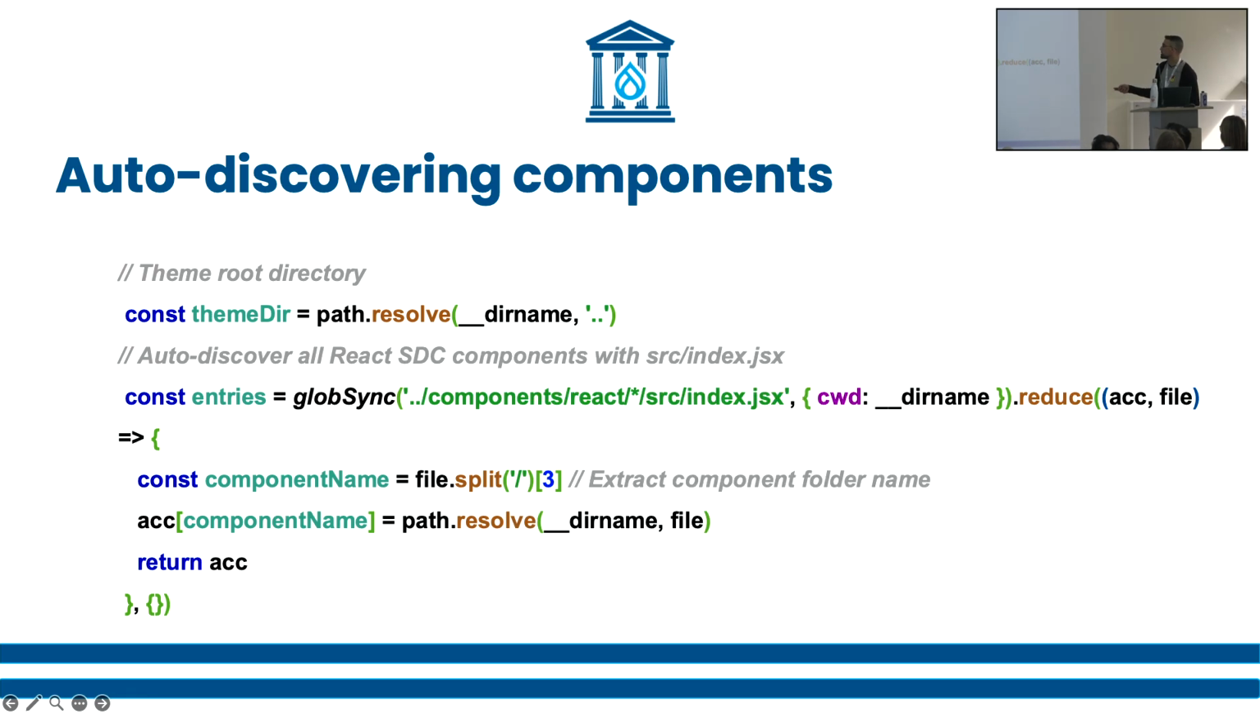Then we need to set up an auto-discover, so Vite can auto-discover our React components and build them to the single directory component folder. First of all, we call the glob sync that will map for us and we get an array of all indexes inside our component folders, and then we reduce it to an object having, for the key, the name of our component, and for the value, the absolute path of that component.